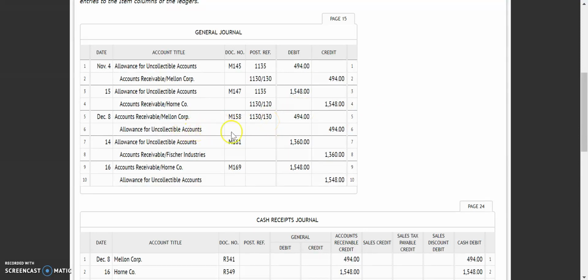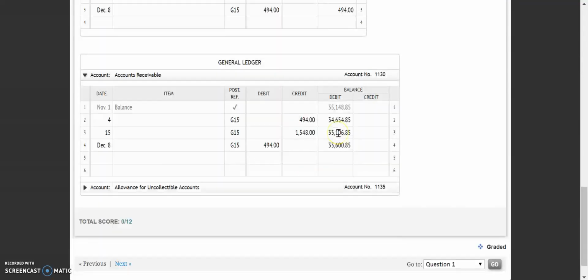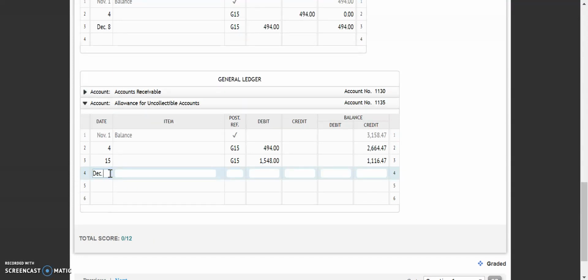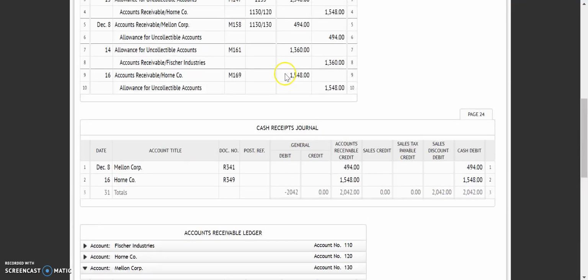And then let's do our allowance for uncollectible accounts. So we go back down to our accounts receivable, or general ledger, excuse me, again, December 8th. This is G15, and this is getting a credit for $494. So again, we're adding. We take $494 plus $1,116.47, and our updated balance is $1,610.47. And we take our account number and plug that right back in there.